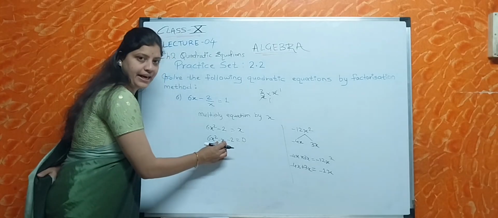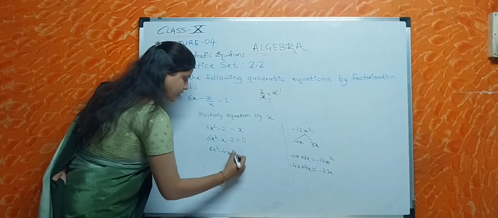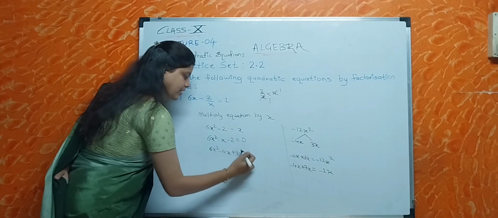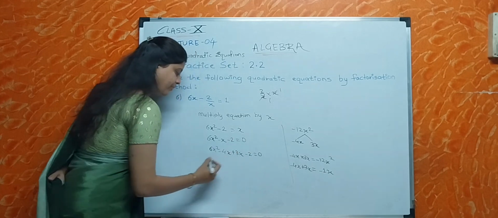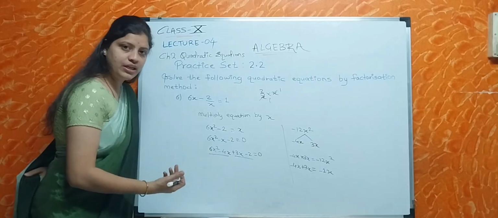First term as it is, 6x square, and in the place of the second term we will write these two factors, that is minus 4x plus 3x, and the last term as it is, equal to 0. Now we will take the common factor between both the terms.